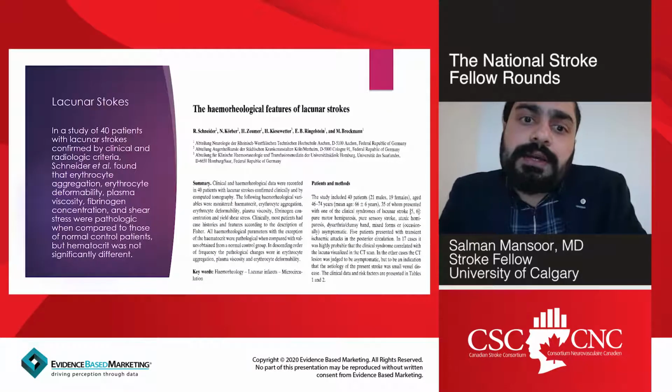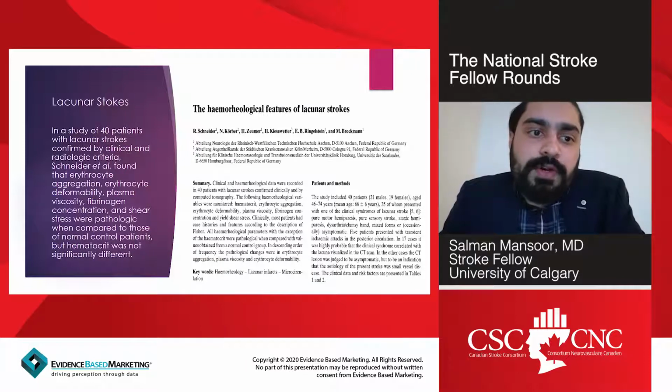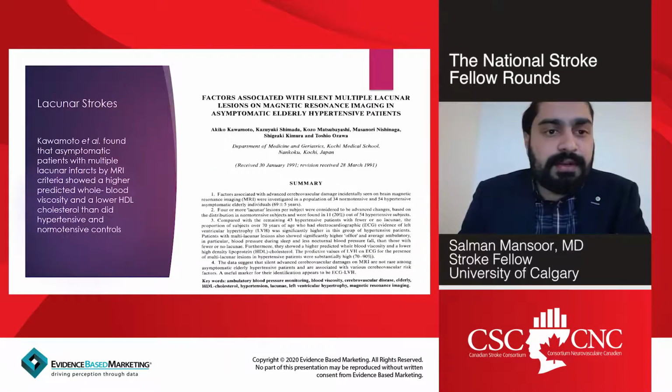This was a paper which was published from Germany about the hematological factors of lacunar stroke. In a study of 40 patients with lacunar strokes, confirmed by clinical and radiological criteria, they found that erythrocyte aggregation, erythrocyte deformability, plasma viscosity, fibrinogen concentration, and shear stress are pathologic when compared to those of normal control patients, but they were not able to find hematocrit as significantly different.